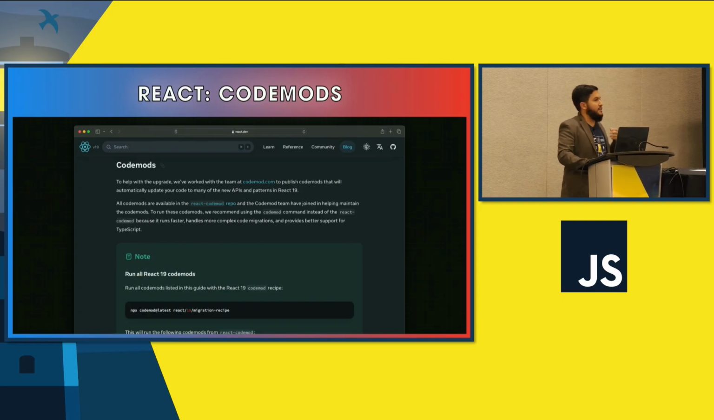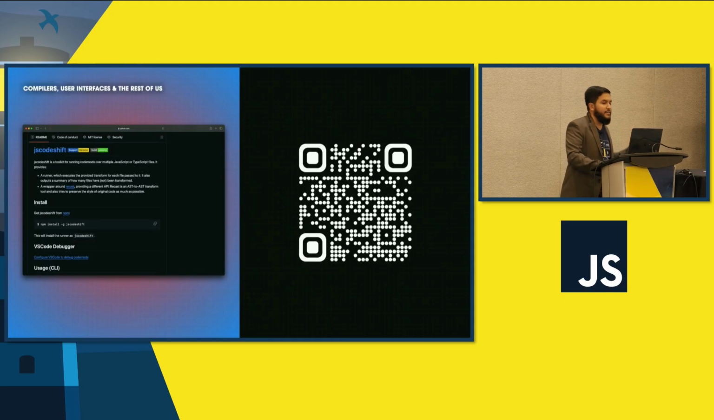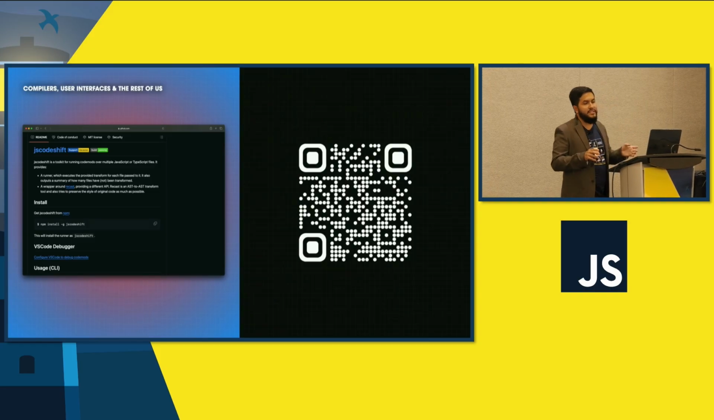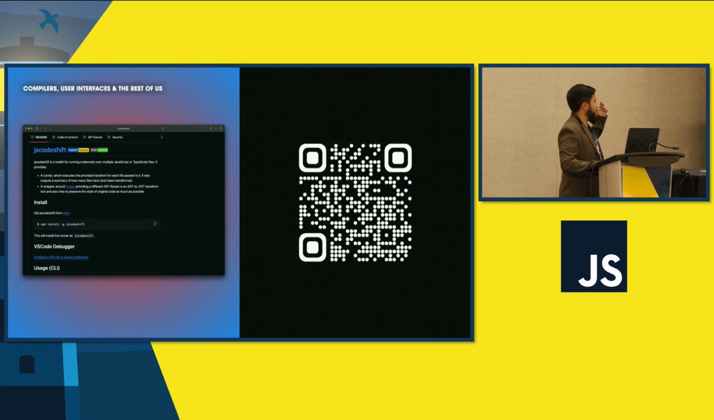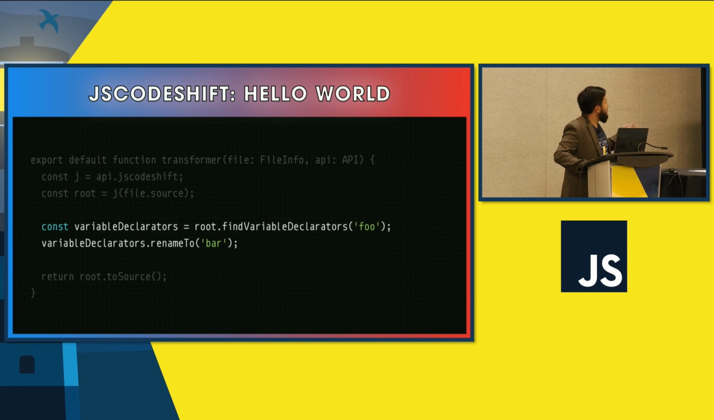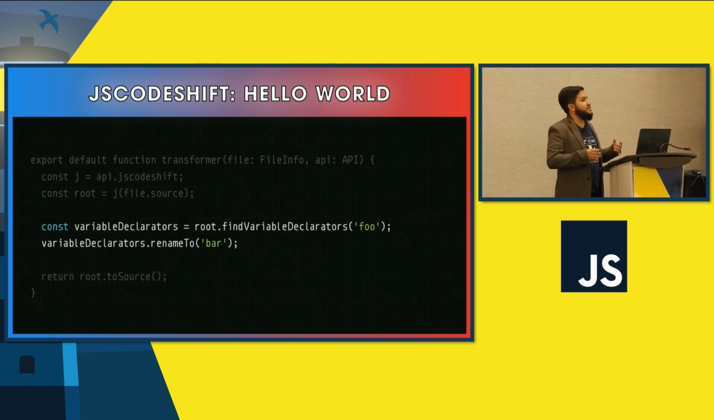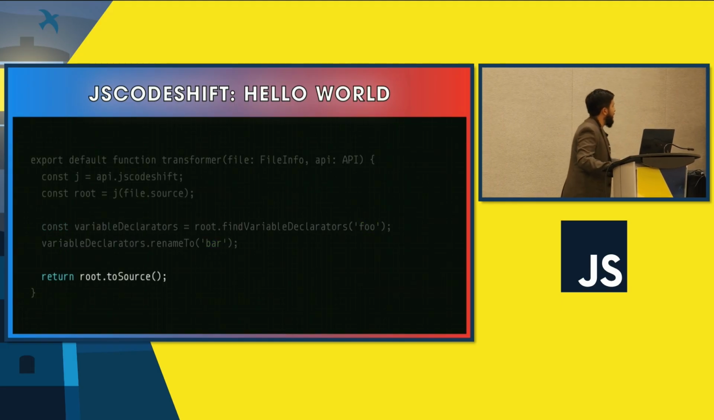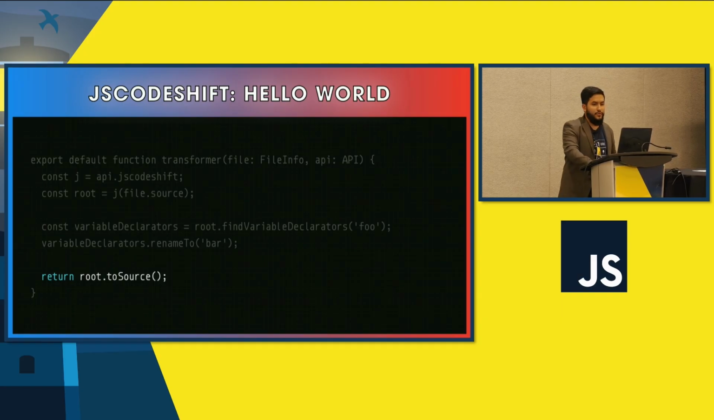So code mods are these different plugins in a way that you can use with this tool by Meta called JS Code Shift. And JS Code Shift is a tool that basically runs a transformation script over JavaScript or TypeScript files. If you've never heard of JS Code Shift, a simple hello world of it would look something like this. So it takes a file and then it exposes a bunch of APIs to access the AST of that code. For example, here I got one API that's called find variable declarators, and I'm finding everything that's called foo, and then I'm renaming them to bar, and then it returns a new version of your source code.